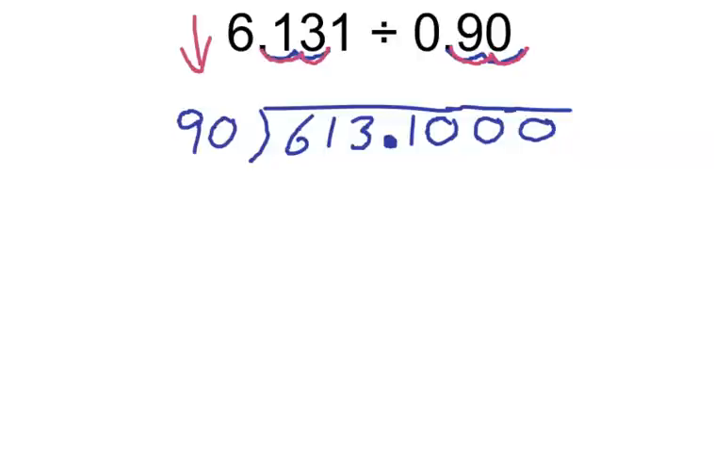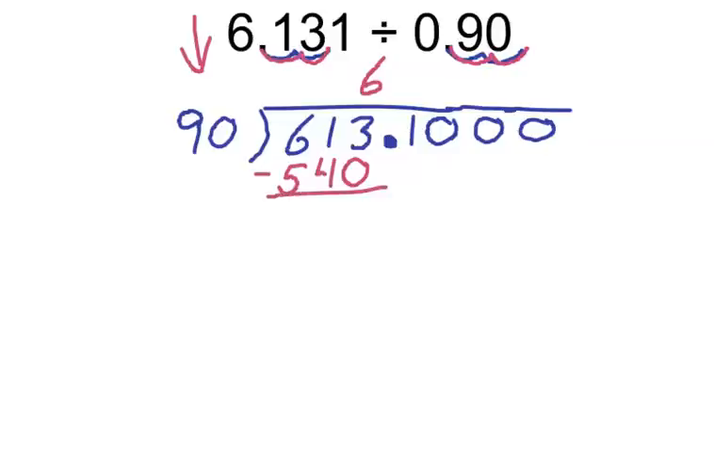All right, so let's see. How many times does 90 go into 6? It doesn't. Can 90 go into 61? Nope. Can 90 go into 613? Yes, that will actually go in 6 times. 6 times 0 is 0. 6 times 9 is 54. All right, so let's subtract that out.